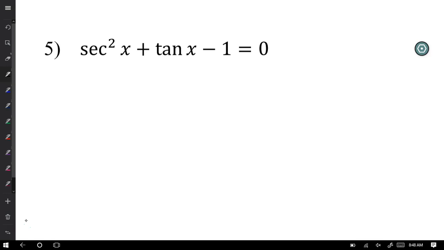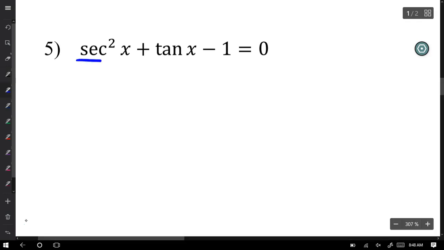1 equals 0, we need to keep a few things in mind. First, do we have the same terms? I have a secant, I have a tangent, so I don't have the same terms. So I can't deal with it as is. The next thing I want to look at is I see a square, which tells me two things. It tells me make sure it's equal to 0 for solving, which it is, very helpful. And it also tells me it's a square.